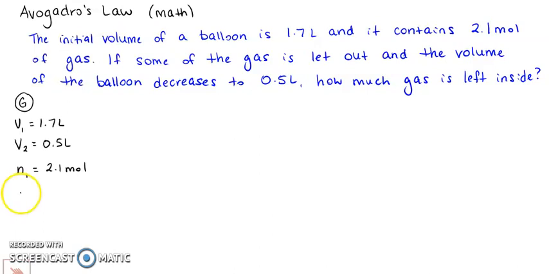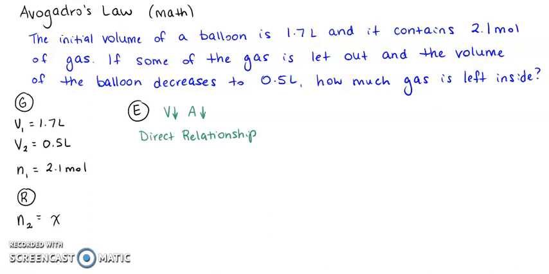What we don't know, or what the question's asking for, is the final number of moles. So we'll call that our variable x. Now let's talk about the equation for this. We know that when the volume decreases, the amount, or the moles, also decreases. So we know that this is a direct relationship.